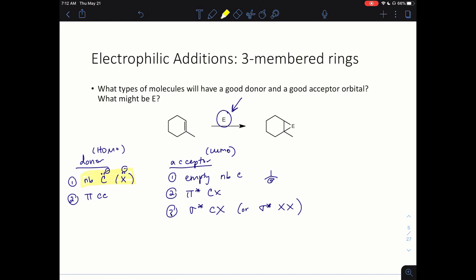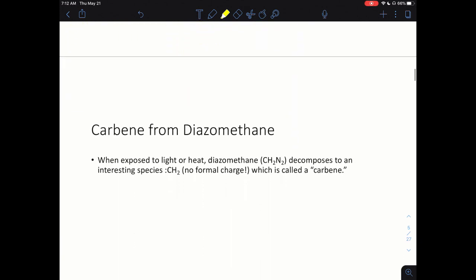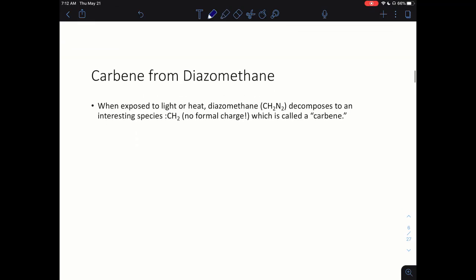Now, for the acceptor that the electrophile has, that could be an empty non-bonding orbital on carbon. We will actually see that today. Or it could be sigma star CX or sigma star XX. And we will, again, see this today. Okay, so let's start to look at some specific examples of these amazing electrophiles that have both donor and acceptor orbitals.